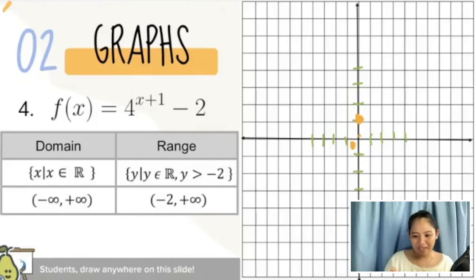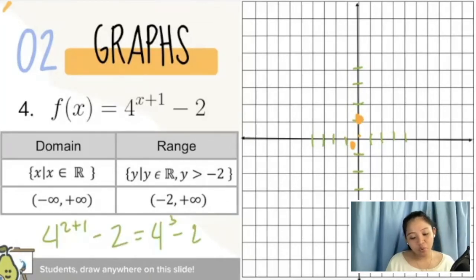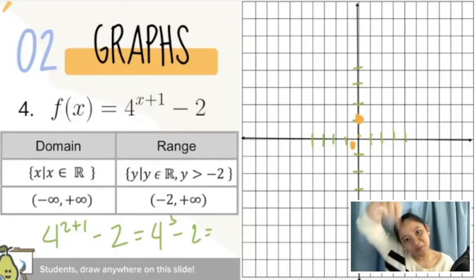So, what if we have a positive 2? 4 raised to 2 plus 1 minus 2 would give us 4 raised to 3 minus 2, which is equivalent to 4 times 4 times 4, which is 64, minus 2 is 62. So, somewhere along, sobra na sa Cartesian plane natin. So, somewhere sa taas natin.